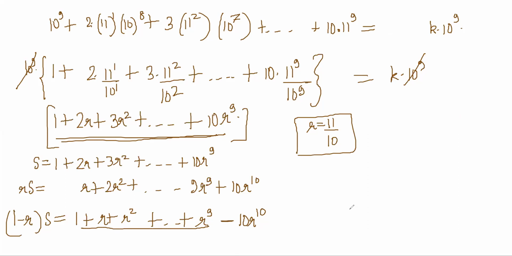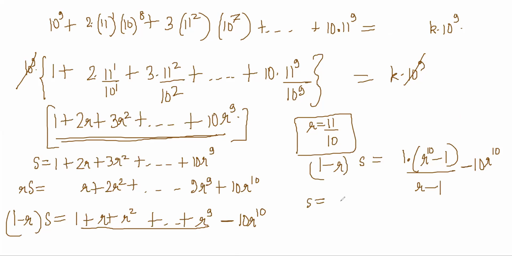Correct? So this becomes equal to 1 to r power 9 has 10 terms. So it is equal to 1 into r power 10 minus 1 by r minus 1 minus 10 r power 10 is equal to 1 minus r into S. S is equal to r power 10 minus 1 by r minus 1 into 1 minus r. So minus 1 minus r whole square minus 10 r power 10 by 1 minus r, right?